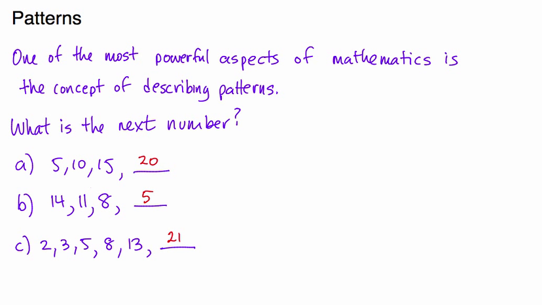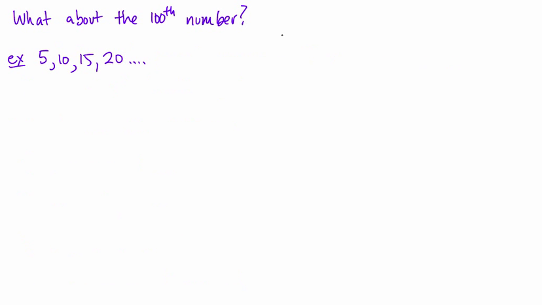Well, it's all good being able to come up with the next number, but what if we wanted to get, say, the 100th number in the list? That becomes a lot more difficult. Well, let's take a look at the first one, because 5, 10, 15, 20 is a fairly easy pattern, and see if we can come up with a way of generating the 100th number.